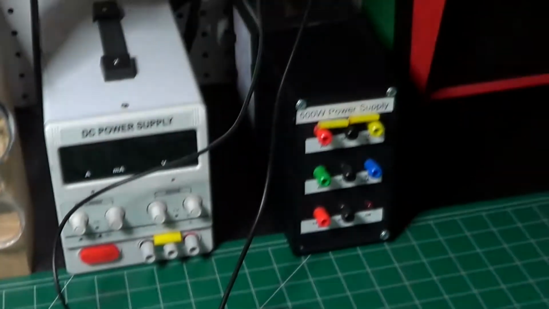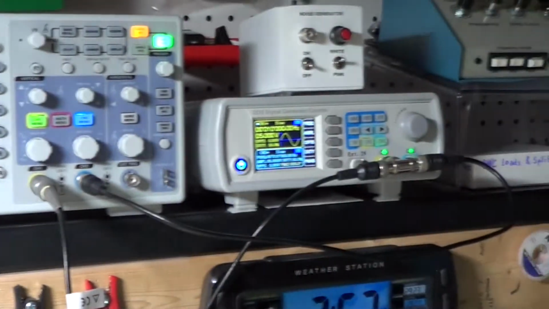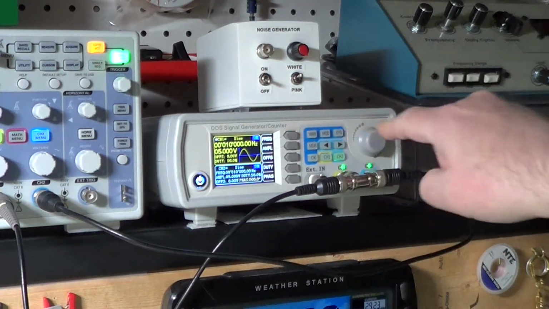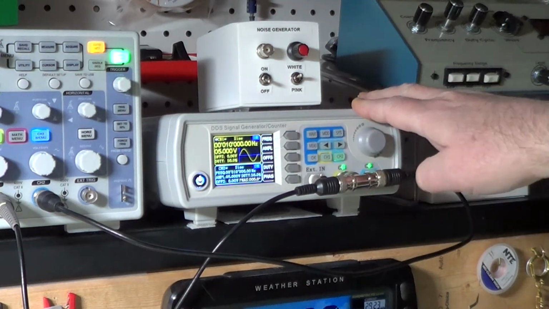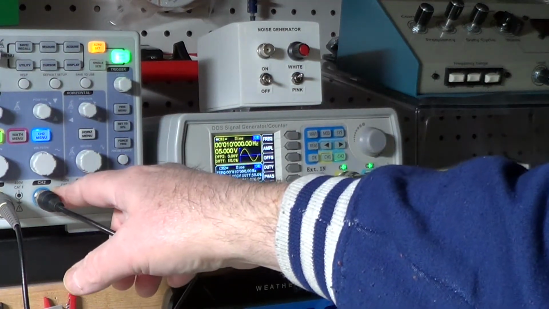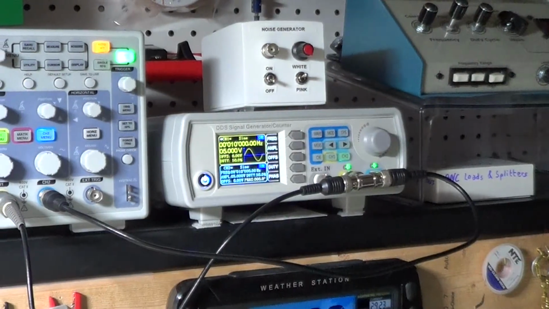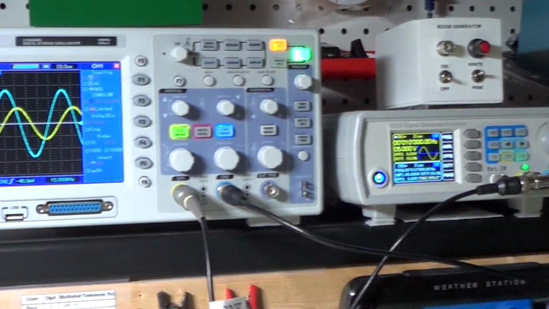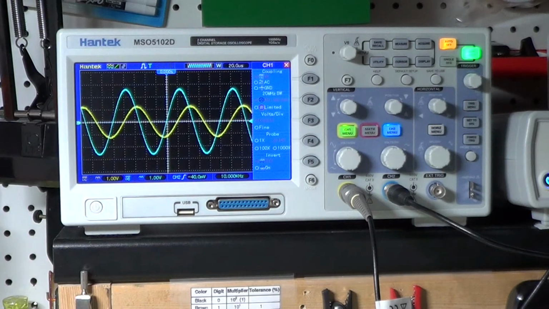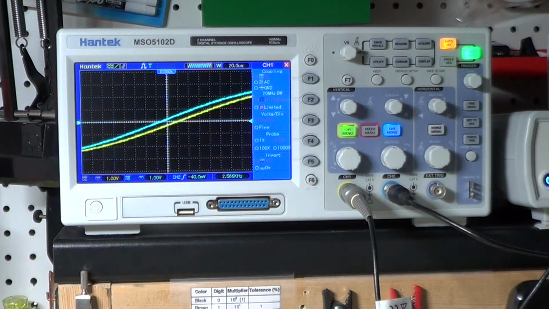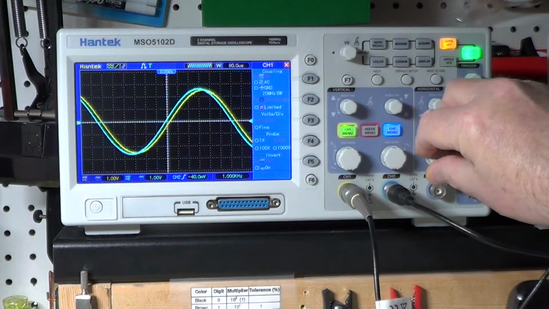Here is the rest of the settings, the oscilloscope that we are gonna use, and the function generator and the noise generator. Right now I have connected again the function generator to the blue channel of the oscilloscope, and on the yellow channel there is a signal coming from the filter. So let's start with a low frequency, and let's see the behavior of this thing.